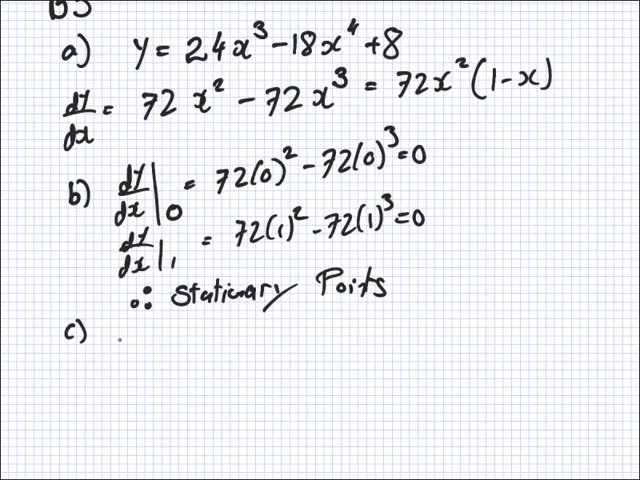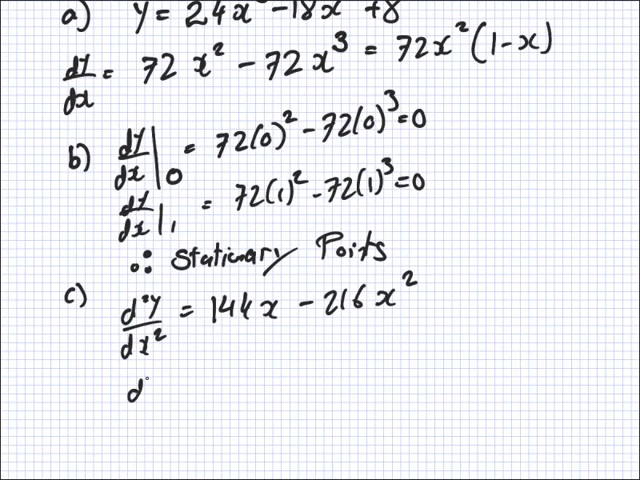So first let's look at 0. Either way we'll need the second derivative. So the second derivative here is going to be 144x minus 216x squared. Now, we were asked to look at 0 first. If you put in 0, obviously here you get 0.